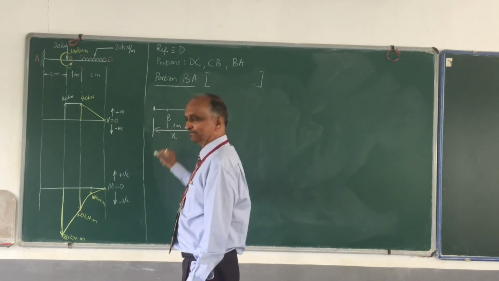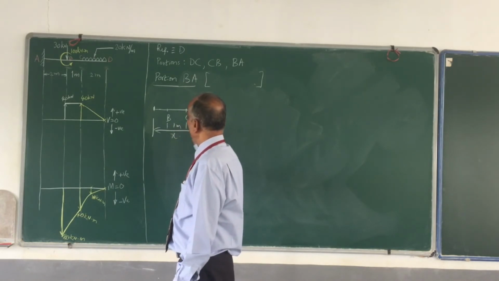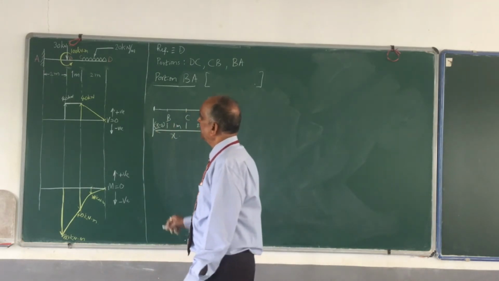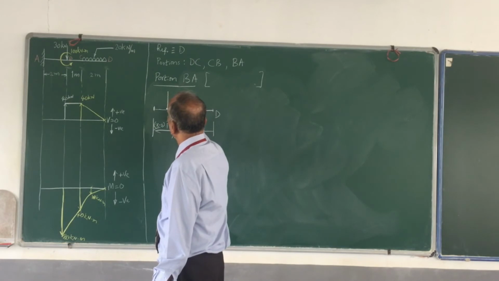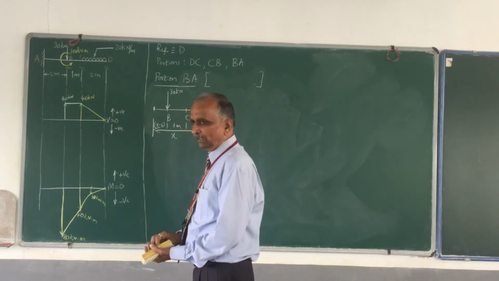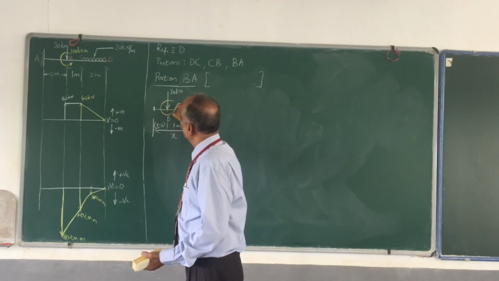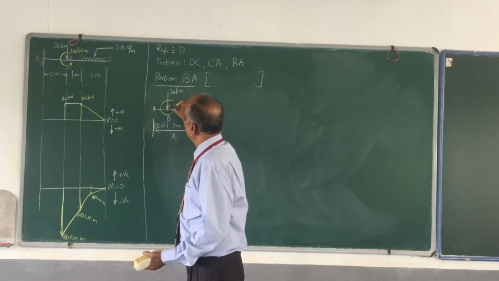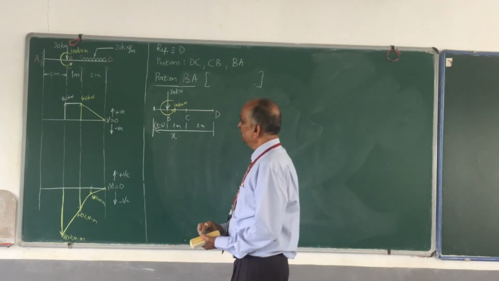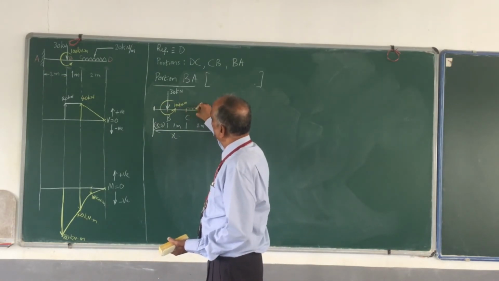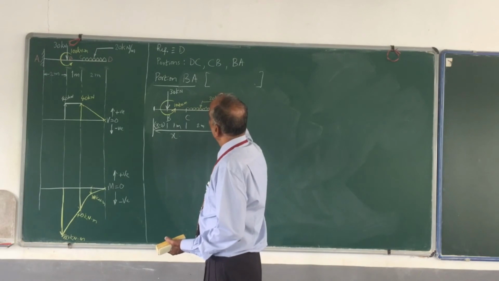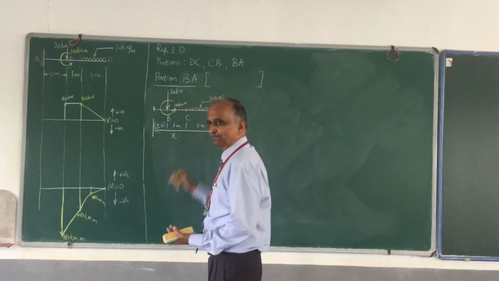How much is this portion? From here to here is x. This is 3 meters. This is x minus 3 meters. Now at B, what do we have? I have a point load, 30 kilonewton. Then at B, I have one more load, that is a moment, which is 100 kilonewton meter at B itself. Then I also have the UDL, which is equal to 20 kilonewton per meter.